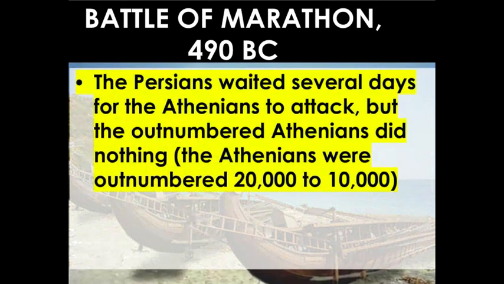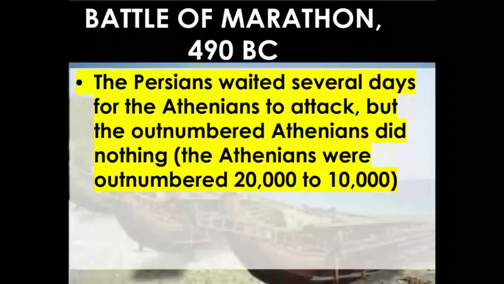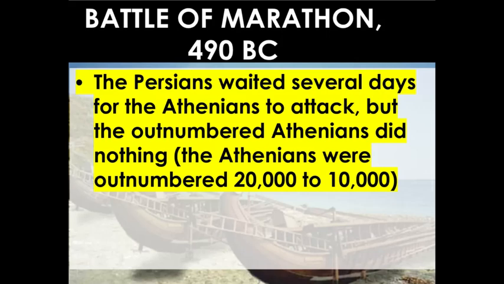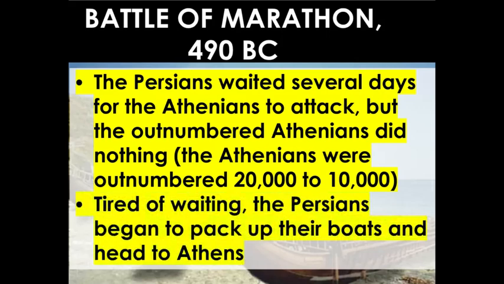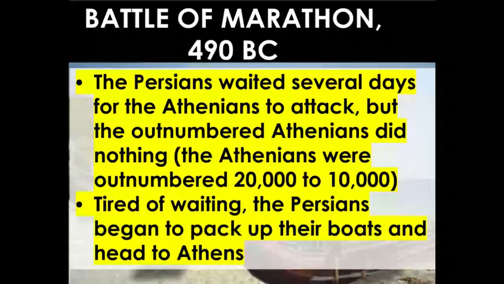Now, the Persians waited several days for the Athenians to attack, but the outnumbered Athenians did nothing. The Athenians were outnumbered 20,000 to 10,000, so they were outnumbered 2-1. So they got tired of waiting, so the Persians began to pack up their boats and head to Athens because they were going to attack them in Athens.